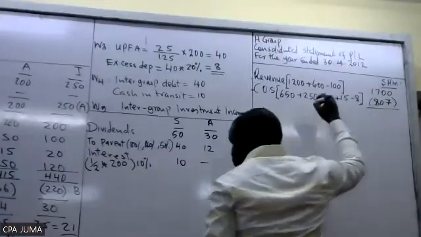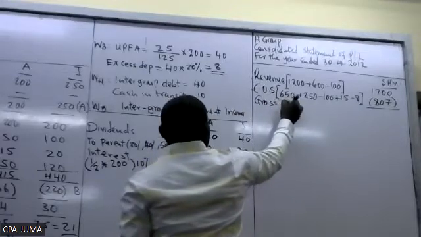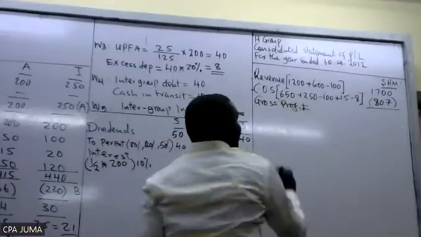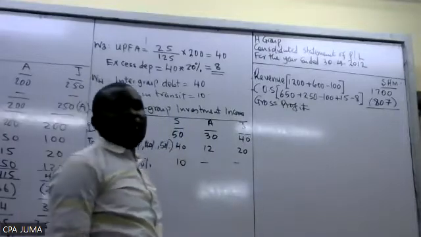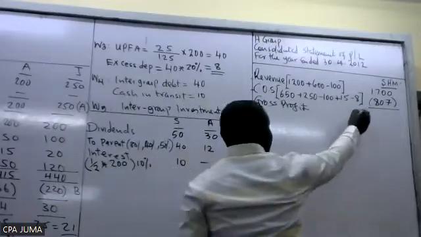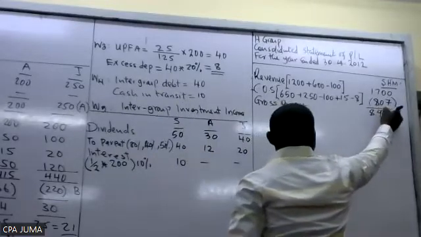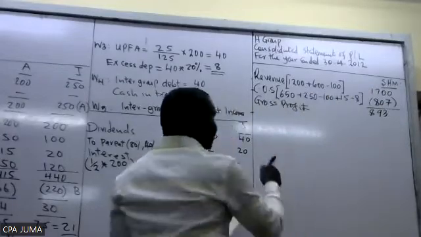Therefore, gross profit will be how much? 17 minus 807. What do you get? 893. Then proceed with their format. Investment income.